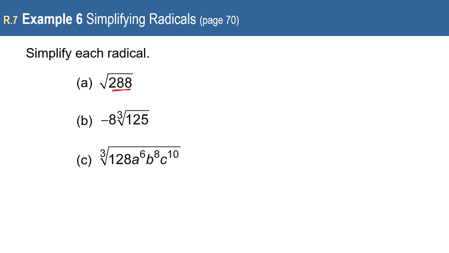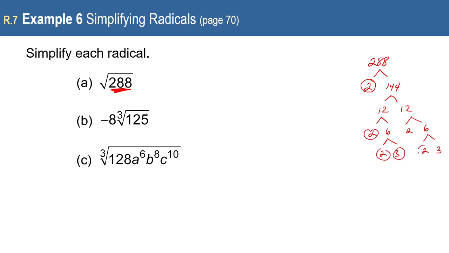For part A, I like to use the factor tree to break down 288. This can be broken down into 2 times 144. And 144 can be broken down as 12 times 12. The 12 can be written as 2 times 6. The 6 is 2 times 3. And the other 12 can be written the same way. 2 times 6. And the 6 breaks down to 2 and 3. Now the numbers that are used to multiply to get 288 are these numbers. These numbers cannot be broken down any further. They're known as our primes.